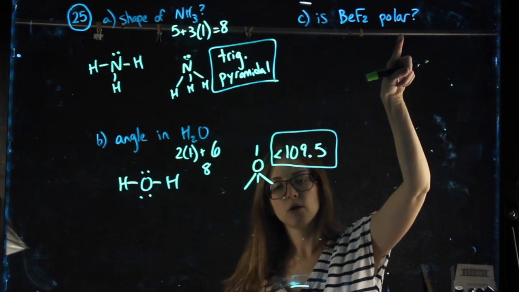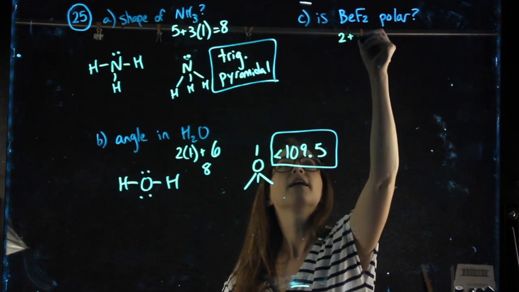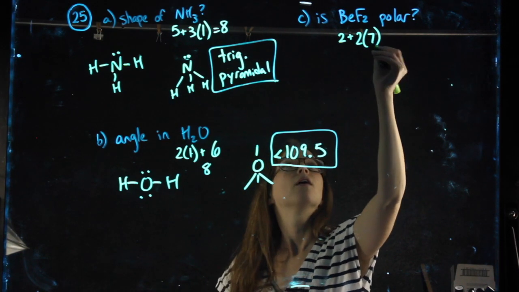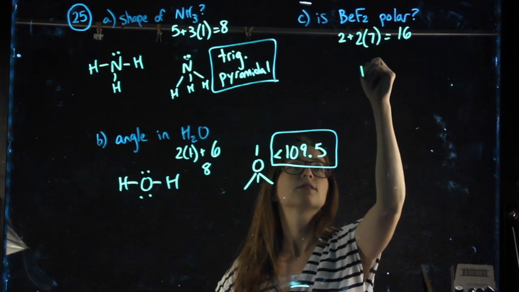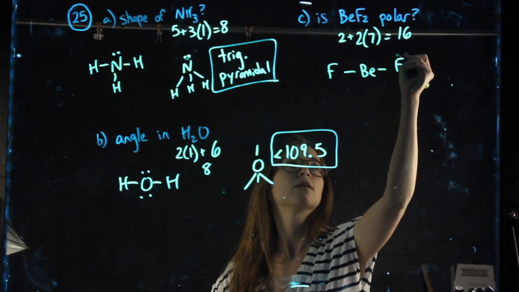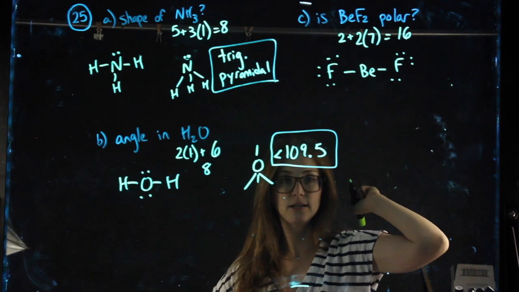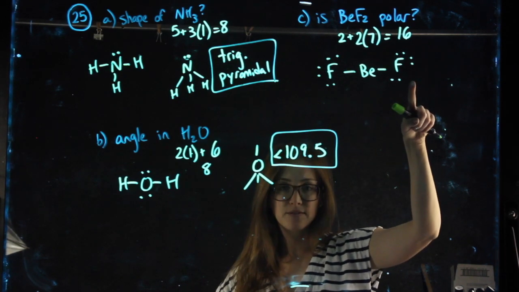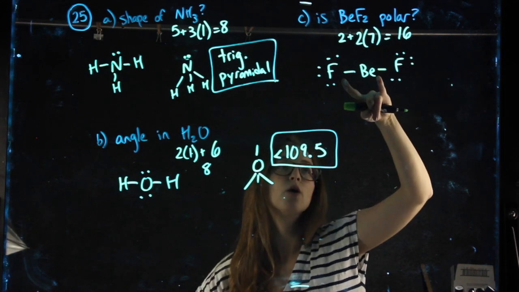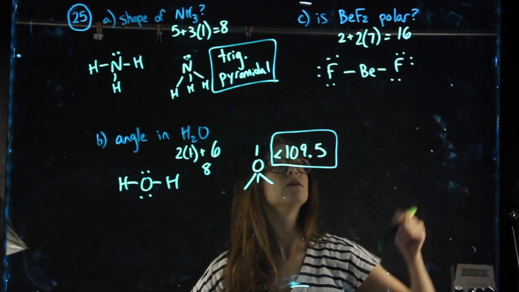To know if BeF2 is polar, I have to draw it. Beryllium is in the 2nd column. Then I have 2 fluorines that are each in the 7th column. 14, that's 16 electrons. Beryllium in the center. 2, 4, 6, 8, 10, 12, 14, 16. Both fluorines believe they have 8. Beryllium only thinks it has 4, but remember it's one of our exceptions that you need to know. Beryllium's happy with 4. Therefore, that's my molecule.